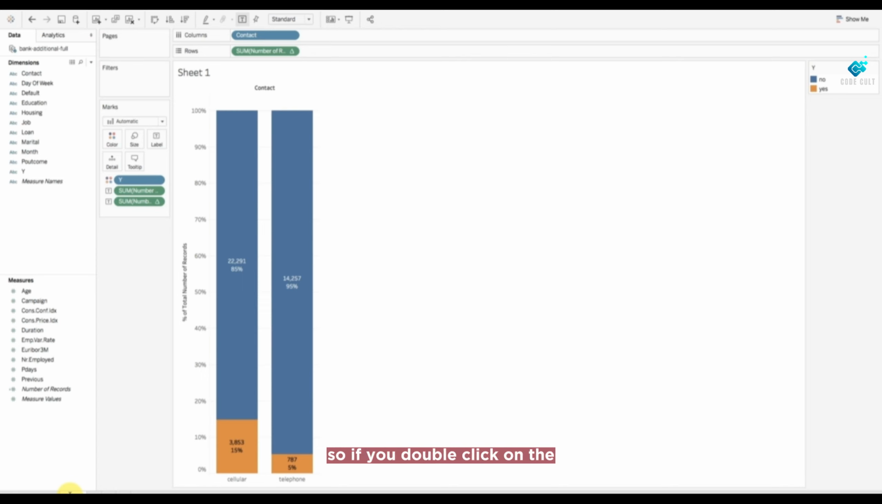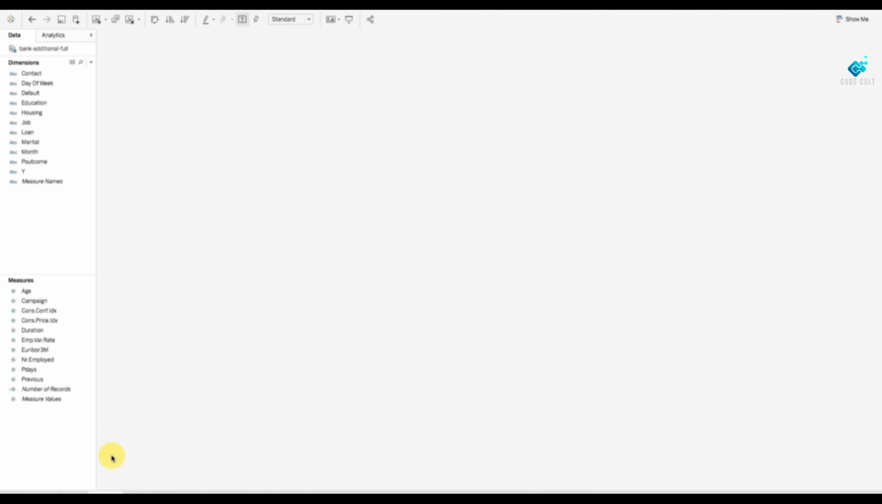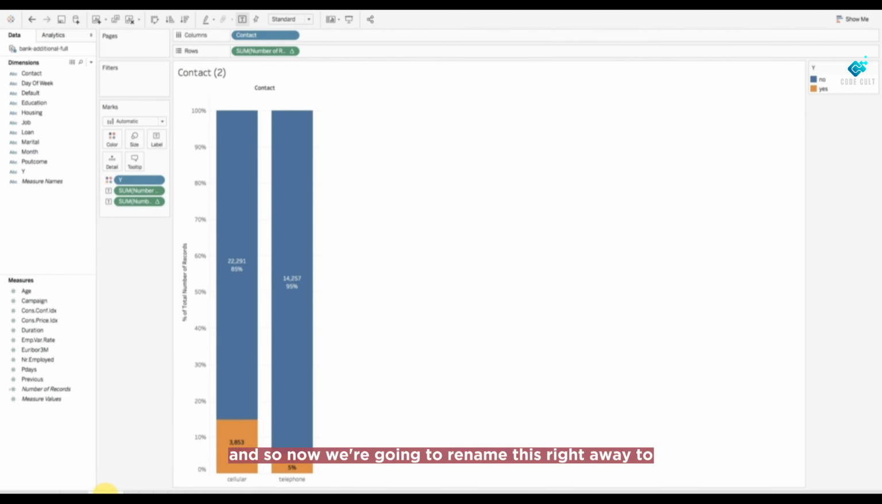So let's rename the sheet. If you double click on this name here, Sheet 1, you can change the name. I'm going to change it to contact, so we remember. And so now let's look at another variable. Let's see, what else do we have. Let's look at the marital status. And instead of creating everything from scratch, we're just going to click on this, on a Windows right click, or on a Mac hold down Control and left click, and click duplicate. And so now we're going to rename this right away to marital.